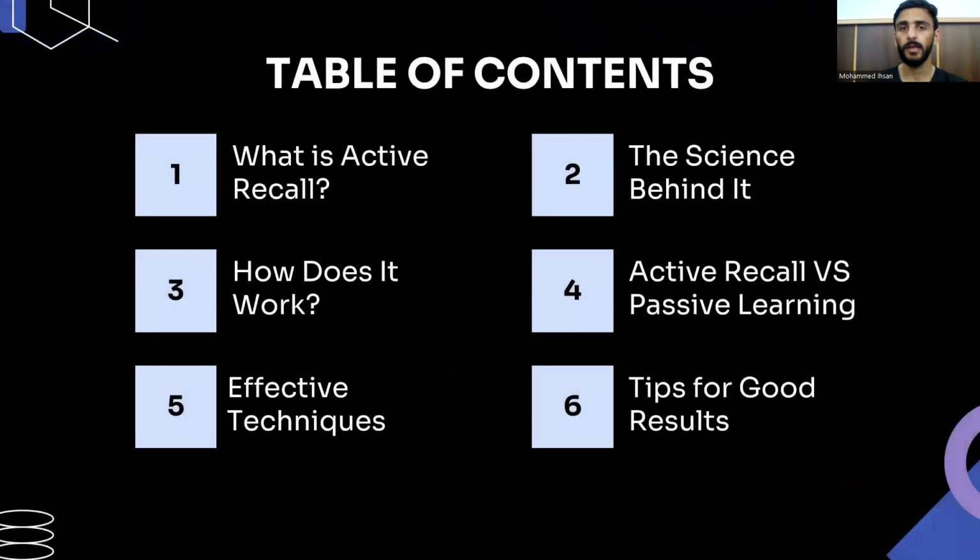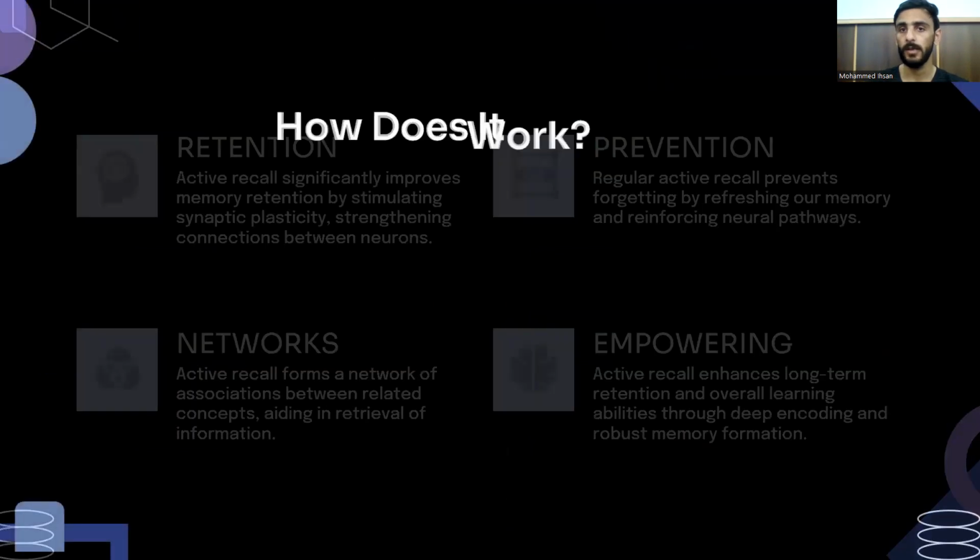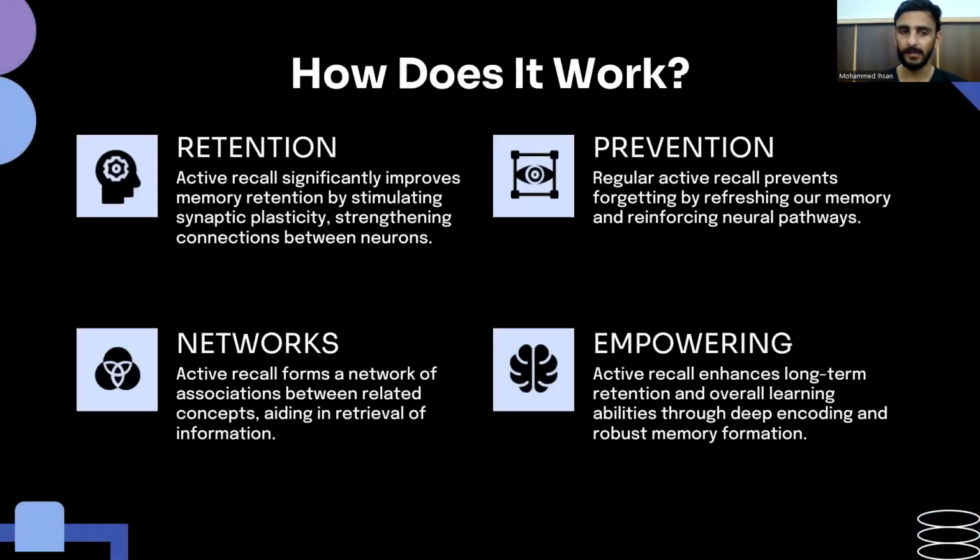Let's continue exploring active recall and see how it works. It's a transformative learning technique. It improves memory retention by strengthening neural connections through synaptic plasticity, as we mentioned earlier. It prevents forgetting and creates networks of association between concepts. It also actively engages in retrieval, and by taking information out of your memory, we deepen understanding and enhance long-term retention even more.